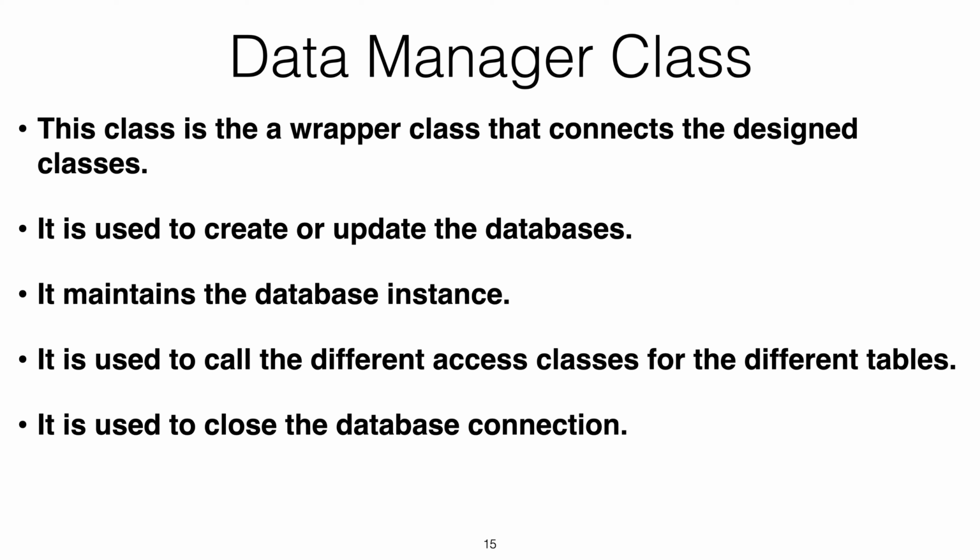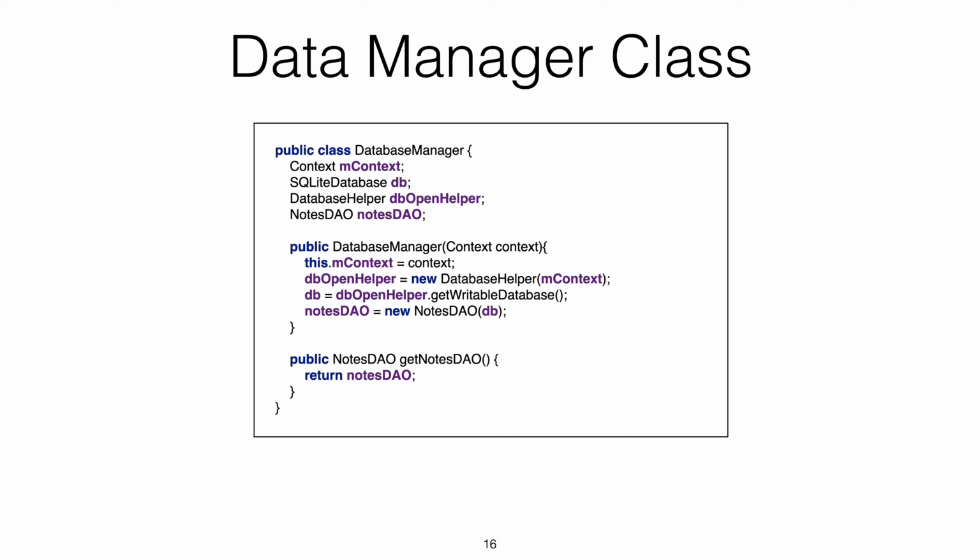So now we looked at the DAO, which has all these functions that allow us to query the database. And after using the DAO, we have a wrapper class which is called the data manager, which will be used to create or update the database, maintain the database instance. It's used to call different access classes with DAOs, and it also can be used to close the connection. All right, so this is our data manager.